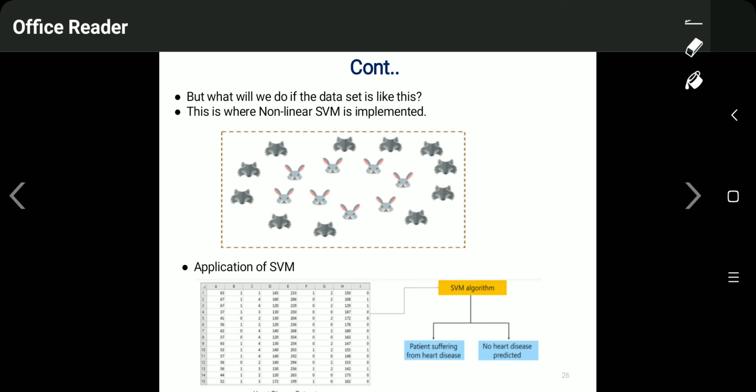So how is this concept used? We can draw a non-linear kind of hyperplane that can be used to classify this mixed kind of data set. Now this is an example. We have a data set for heart patients, and also for healthy persons.